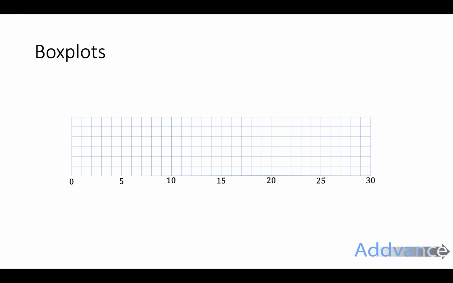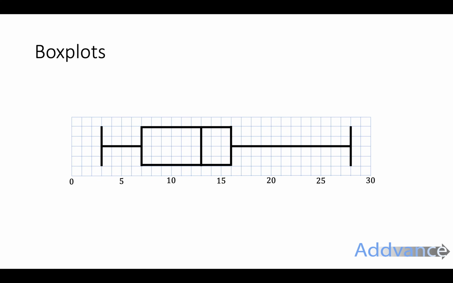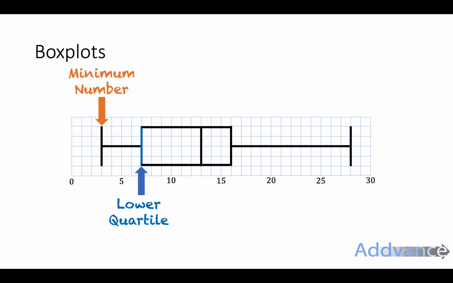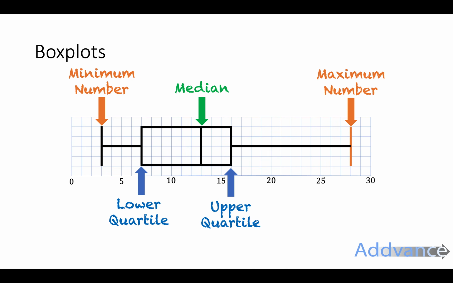Now let's look at box plots. Box plots help us visualize the minimum, the lower quartile, median, upper quartile, and the maximum numbers in the data set. It looks like this, where the first bar is the minimum number, the second bar is the lower quartile, the median is the third bar, fourth bar is the upper quartile, and then the last bar is the maximum number.